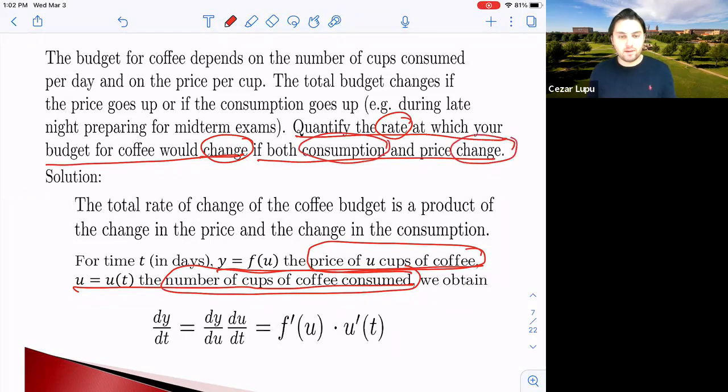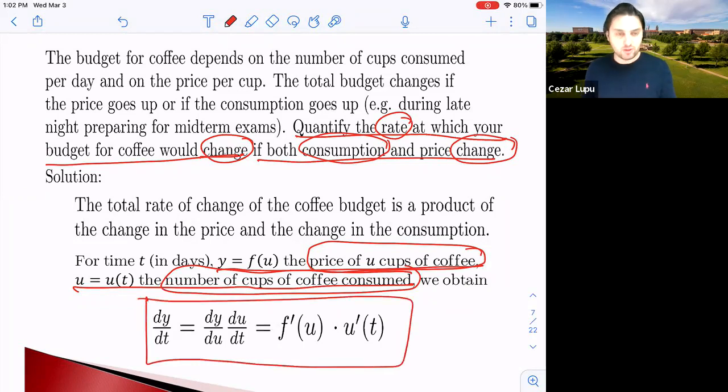So you have the number of the coffee consumed, the consumption, and also you have the price. So guess what? Chain rule will come to the rescue, and here we go. That's how we're going to quantify. So dy over dt is dy over du times du over dt, which is nothing else than just f prime of u times u prime of t, right? So that's the chain rule here. Again, that's a nice way to put it.